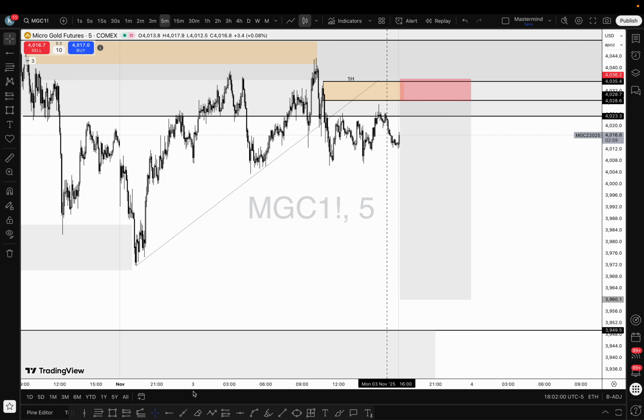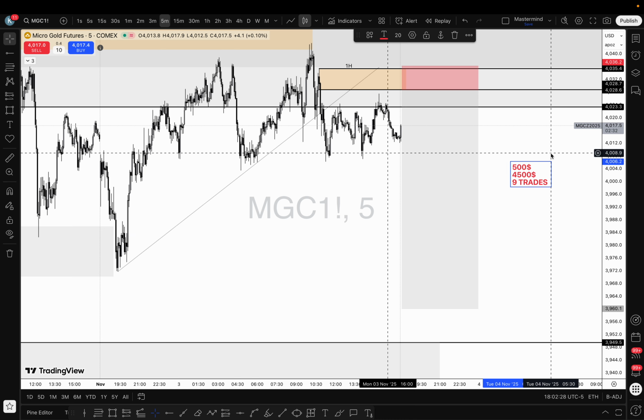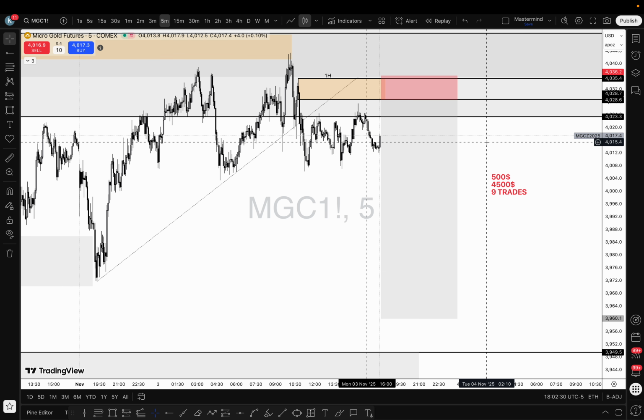So for our risk management, we're just on day 1, so we're gonna use $500 risk, right? $500 risk. Our max drawdown is $4,500, which gives us a total of 9 trades max, right? We have 9 trades because 500 into 4,500 is 9, right? So we have to lose 9 trades in order to blow the account.